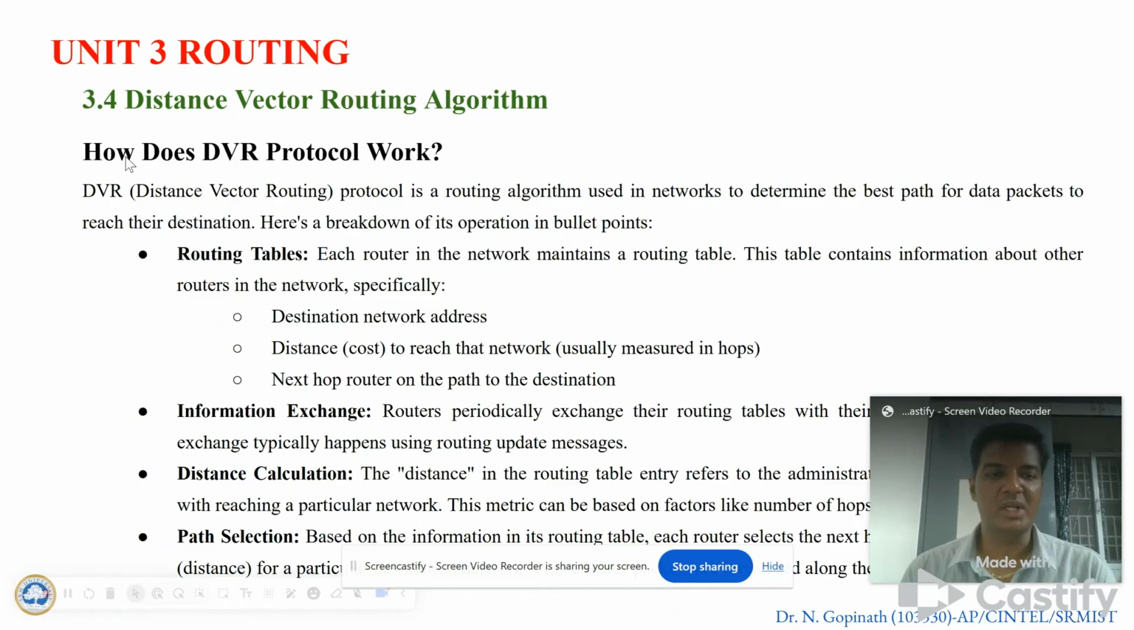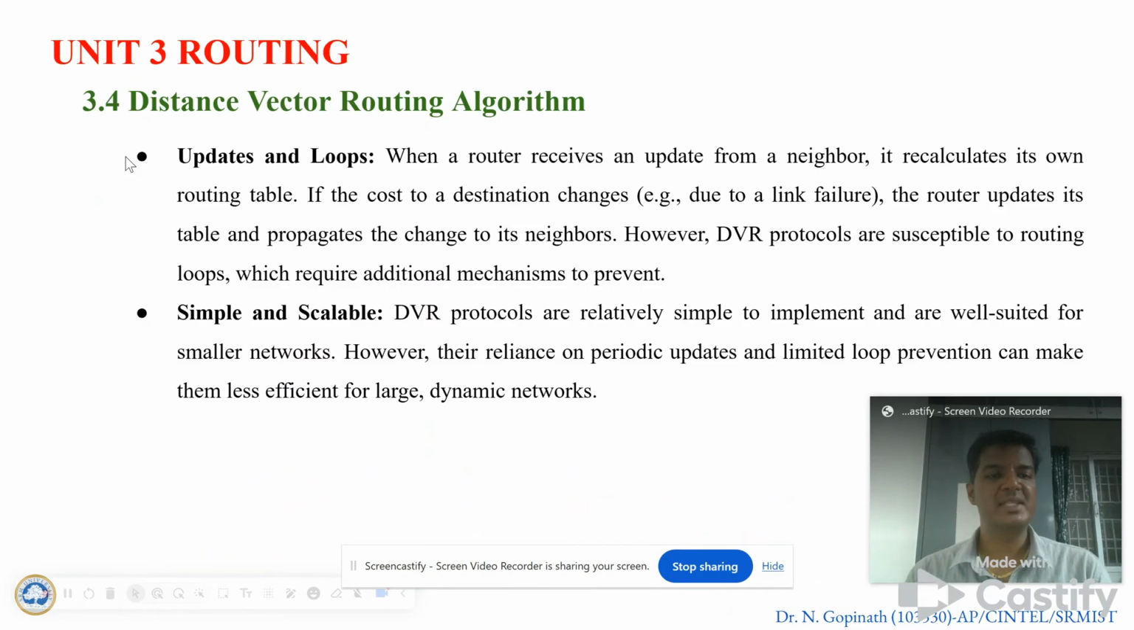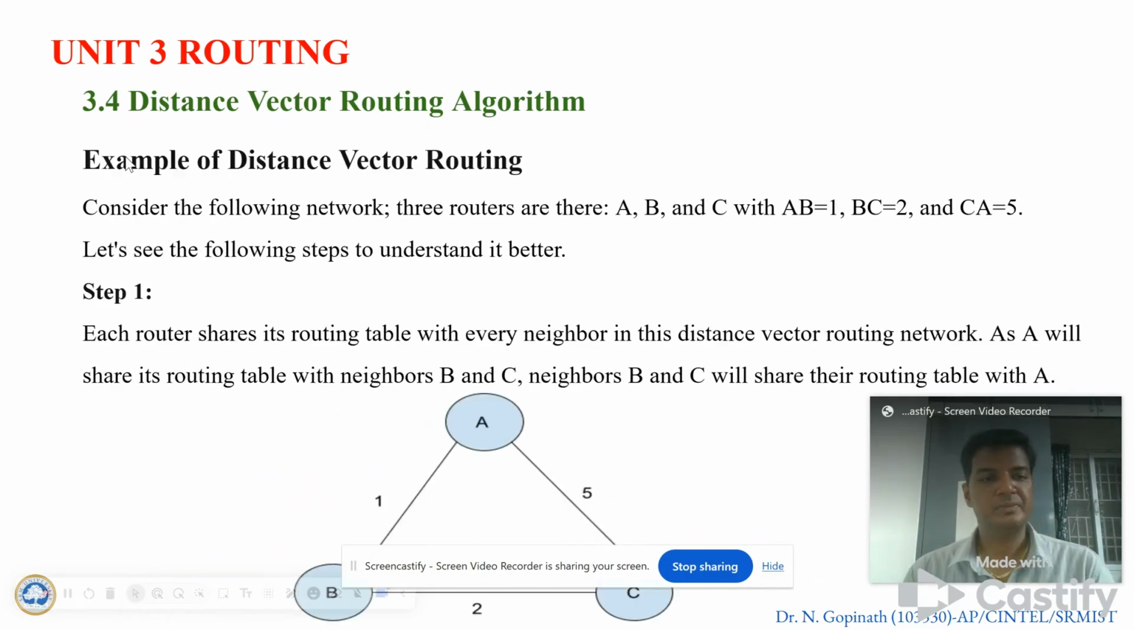How does the DVR protocol work? Distance vector routing protocol is a routing algorithm used in networks to determine the best path for data packets to reach the destination. So the operations are listed here: routing table, information exchange, distance calculation, path selection, updates and loops, simple and scalable.